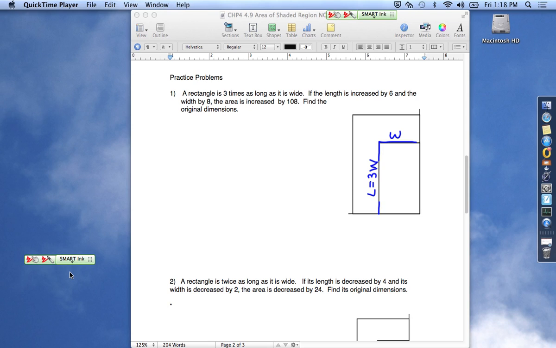Okay, this rectangle increases in length by 6. So up here I'll say I'm growing in length by 6 and in width by 8. So I have some dimension of the longer that matches up with the smaller. So this is a W, and then this is 3W. And then the problem tells me that the area increases by 108. So in green, I'm going to shade in what represents the 108 square units of area growth.